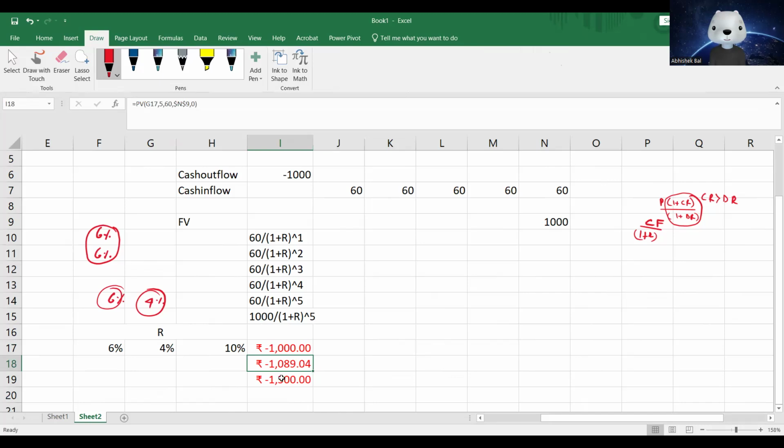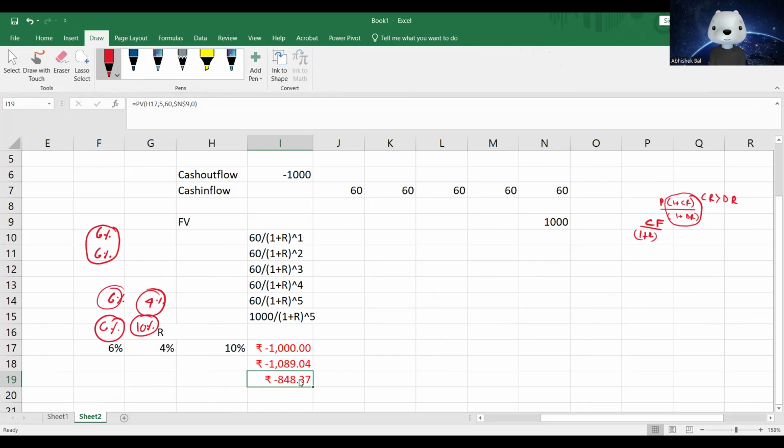Let's move to the third scenario where the rate of interest is 10% for discounting. Now you see what has happened, that the compounding rate remains 6%, but the discounting rate is 10%, which is more than the compounding rate.